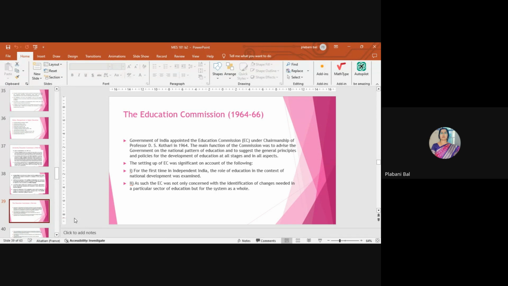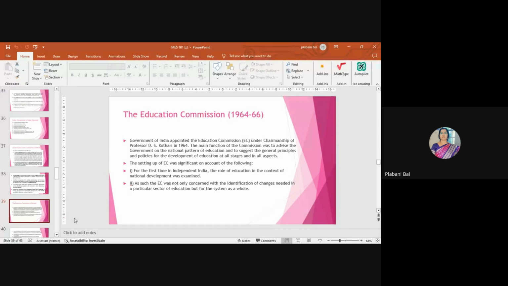And what were the recommendations of the commission? The first objective, the national objective of education. For achieving it, they suggested certain programs: to increase productivity, for social and national integration, modernization, and development of social, moral, and spiritual values. So to achieve this national objective, they made these strategies.